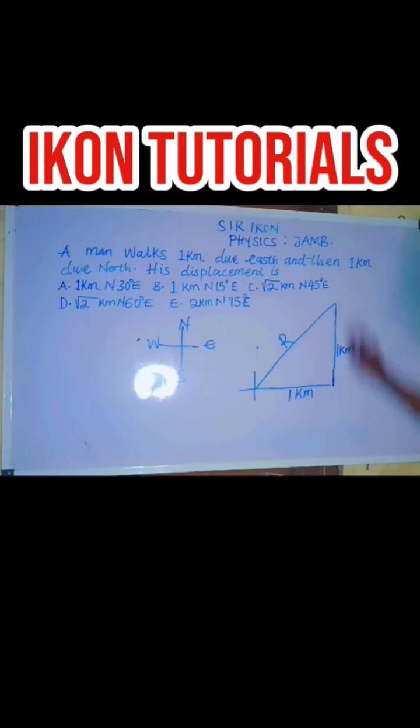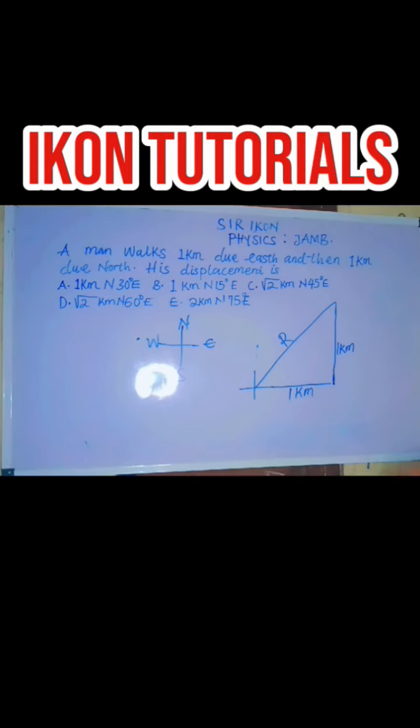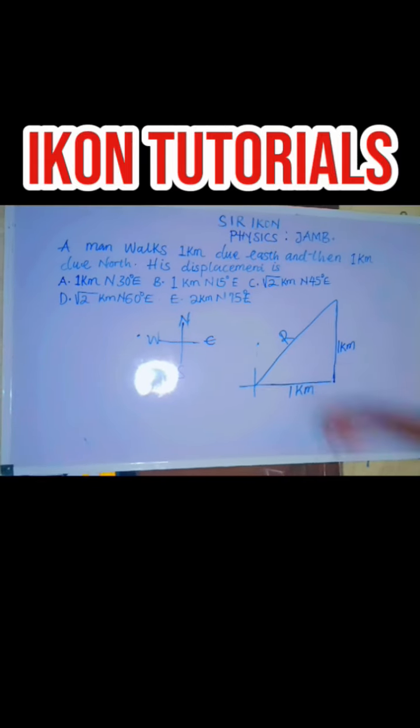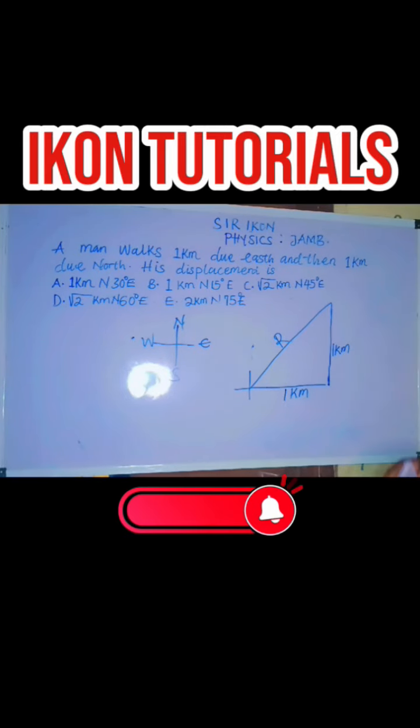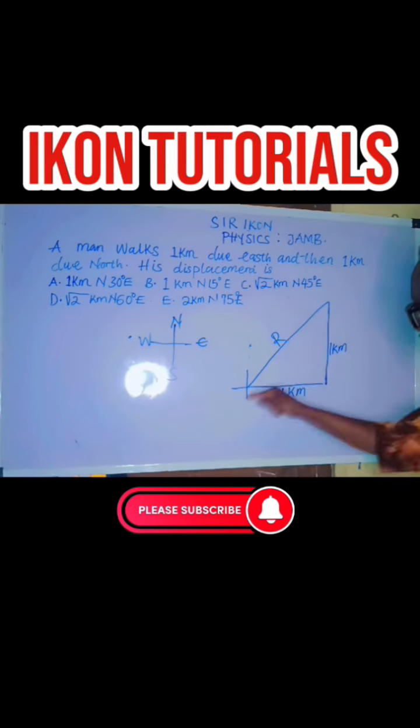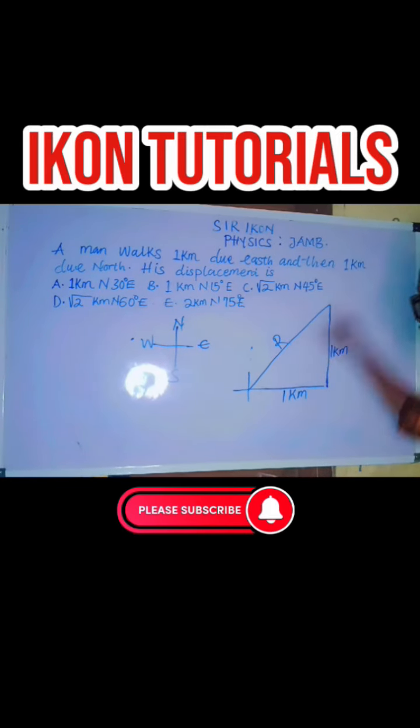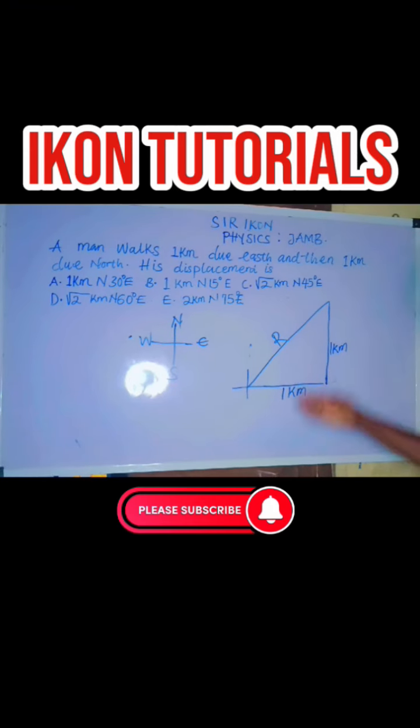If you look at this diagram very well, this is a right angle triangle, which we are going to use Pythagoras theorem to get the resultant or displacement. Remember, Pythagoras theorem states that the square of the hypotenuse, or the longest side of any right angle triangle, is equal to the sum of the square of the 2 remaining sides.